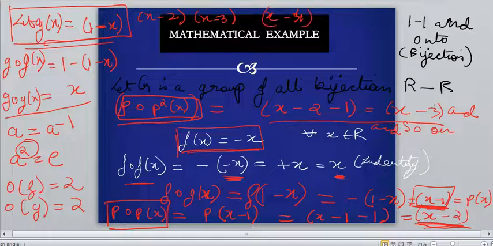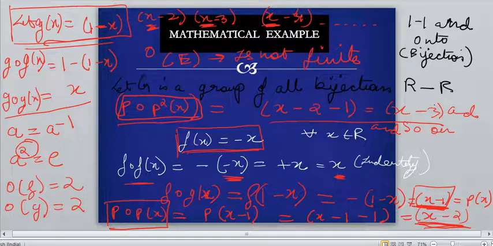So are you getting any order of the element? No, because the power keeps continuing, it will continue on from here. So what is the order of the element? Order of the element is not finite. You understood? Order of the element is not finite.